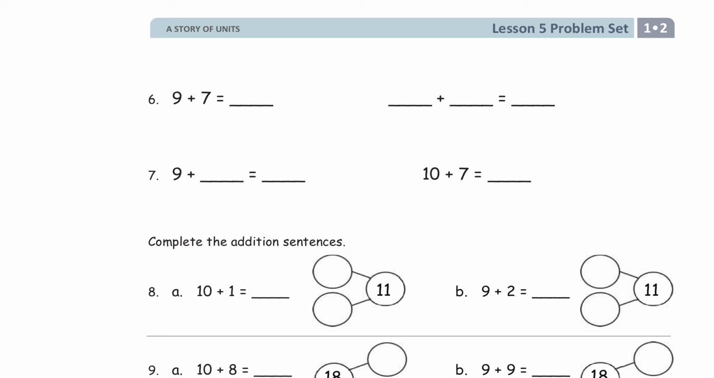All right, welcome back. I hope you got number 6 done. Let's take a look at number 7. So we have 9 plus blank equals blank. Well, I can't do much with that, so let me look at the next part of it. 10 plus 7 equals, well, I can do a lot with that. 10 plus 7, I know that answer. That's 17.